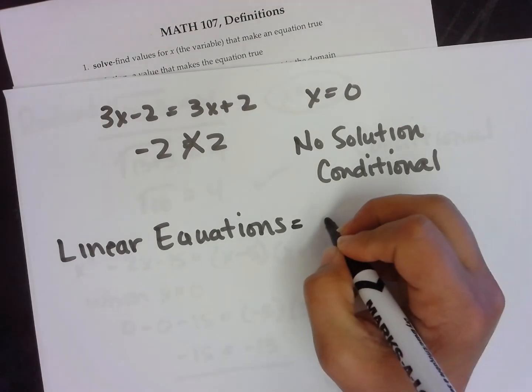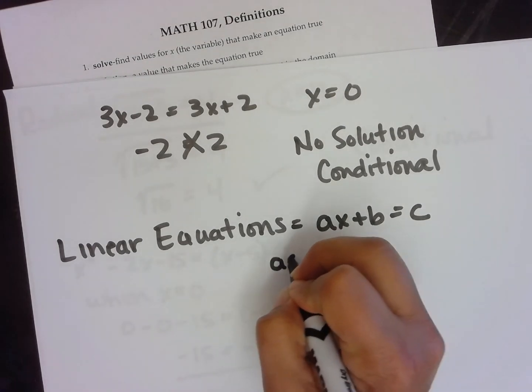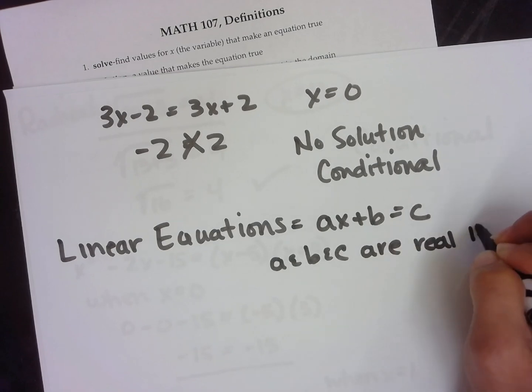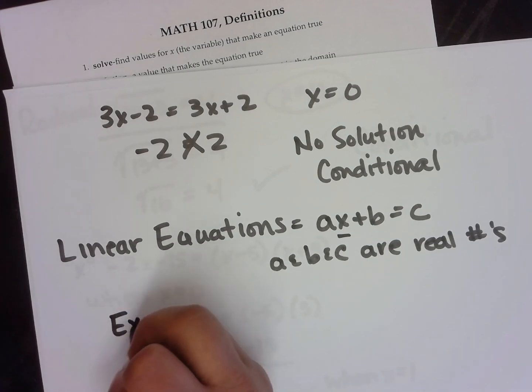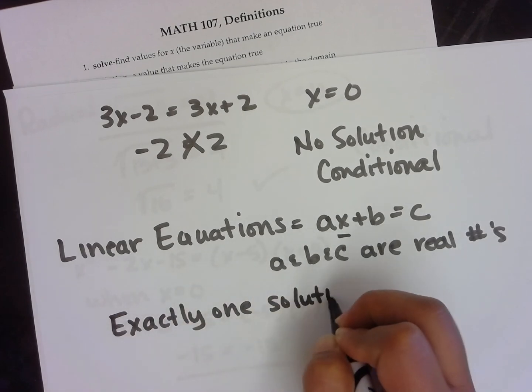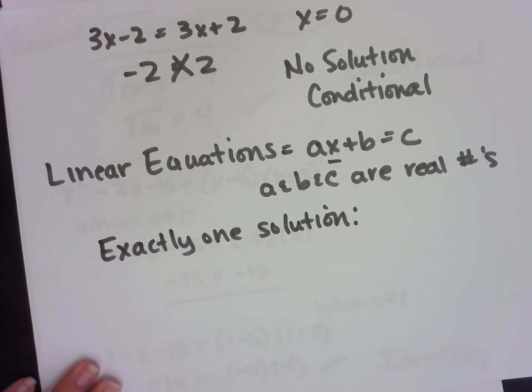A linear equation is in the form ax plus b equals c, where a, b, and c are just numbers. We'll call them real numbers. The key to knowing that it's linear is that there's one x value. There's no other x's in it, and a, b, and c are just numbers. These all have exactly one solution. These are the most basic ones, the easiest ones to solve. And so we're going to step into that really quickly.